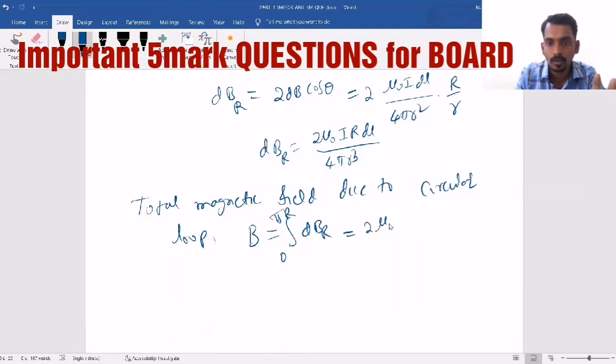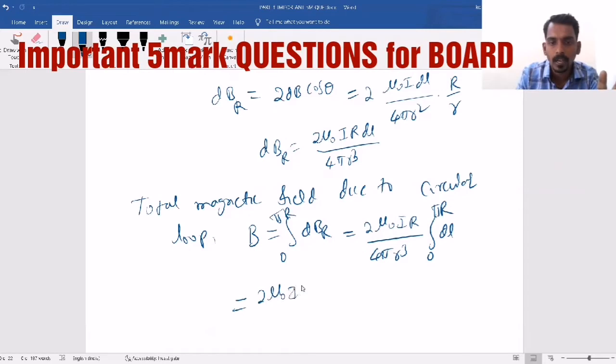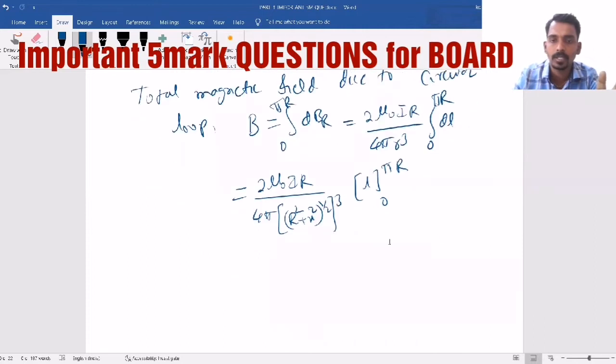So here, 2 mu naught I r by 4 pi r cube, integration dl from 0 to pi r, equal to 2 mu naught I r by 4 pi into r, where r is (r square plus x square) whole power 1 by 2, whole power 3. Integration dl is L, so 0 to pi r. How do we substitute the limits?